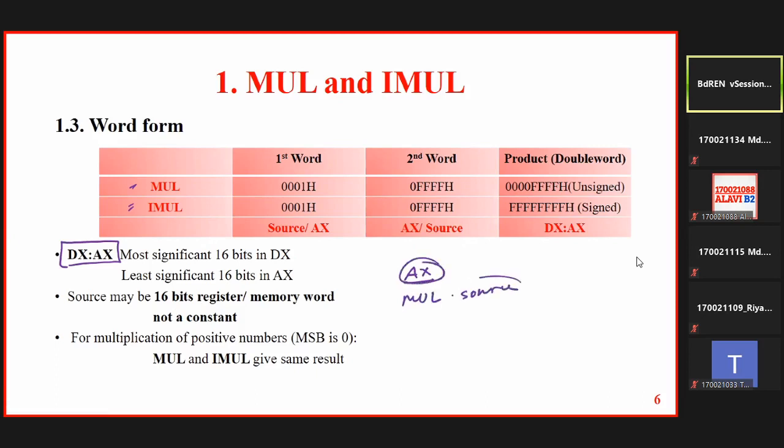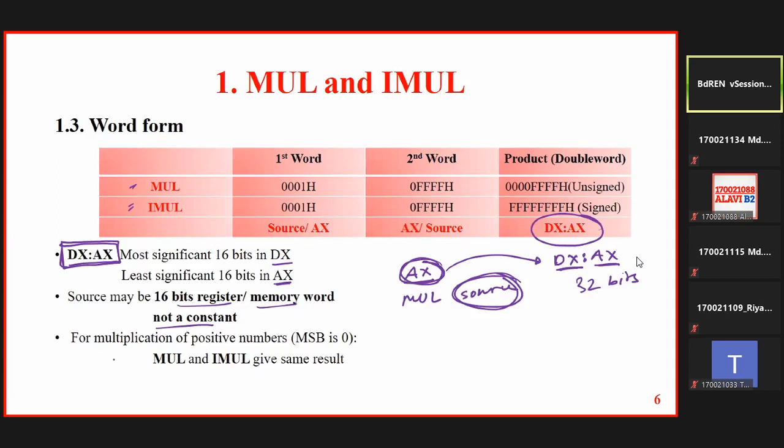So whenever you multiply these two, it may need more than 16 bits. So this combination comes in this case. The most significant 16 bits are in DX and the least significant 16 bits will be in AX. That means the product will be saved using these two 16-bit registers, in total 32 bits. So you are multiplying AX and the source, and that will be saved into DX and AX. DX will have the most significant 16 bits and AX will have the least significant 16 bits. Is it okay? It cannot be a constant, but it can be a register or memory word.